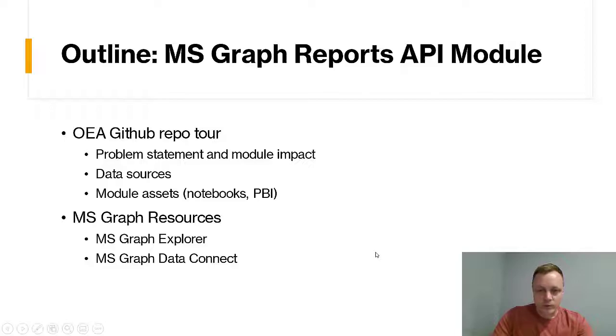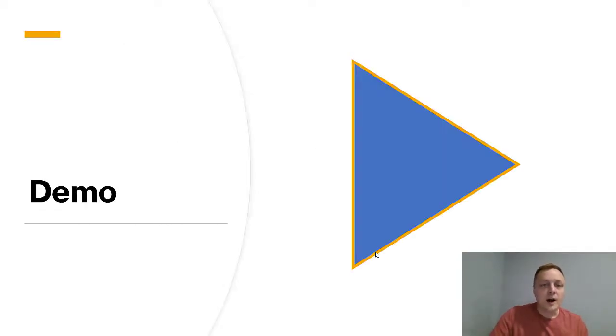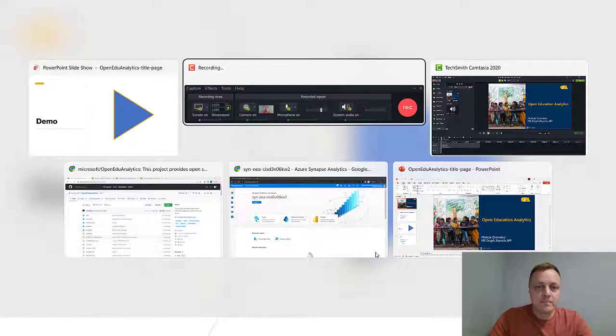So for this short overview, I'm going to focus on two pieces. One is a tour of the OEA GitHub repo module assets. So the individual pieces are listed here. Towards the end, though, I'll also point out a few interesting resources that are worthwhile when applying this to your own environment. Let's dive on in.